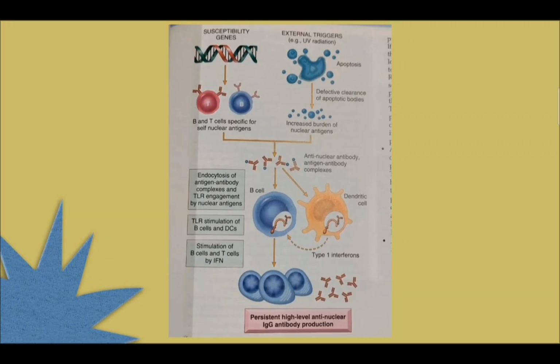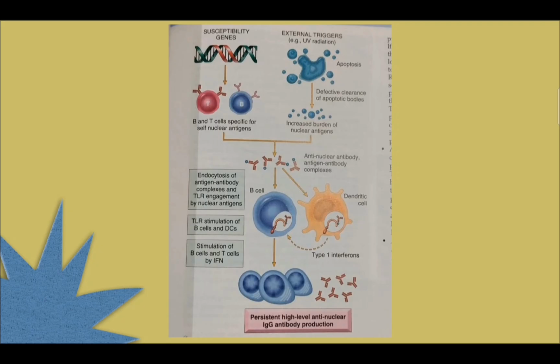And there is endocytosis of the immune complexes. The antibody portion of the immune complex binds to Fc receptors on the B cells and dendritic cells, and immune complexes may be internalized by endocytosis.